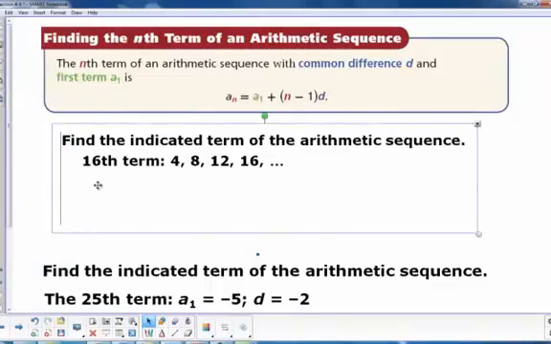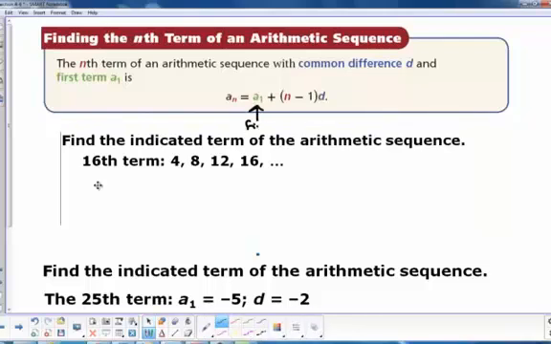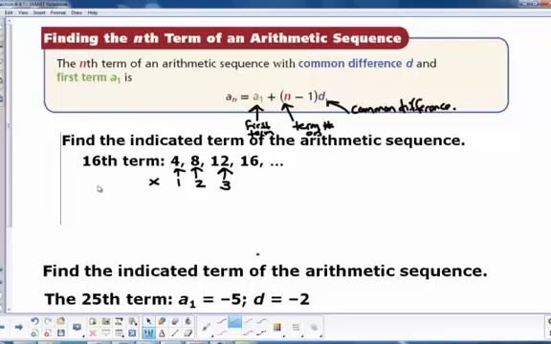Okay, so our arithmetic sequence formula is right here. A sub 1 is the first term. N is the term number that you're on. And D is the common difference. Okay, so when we're looking at an arithmetic sequence, this is the first term. Like if you're thinking about your x's, this is the second term. This is the third term. It's not the 0. We don't have the 0.